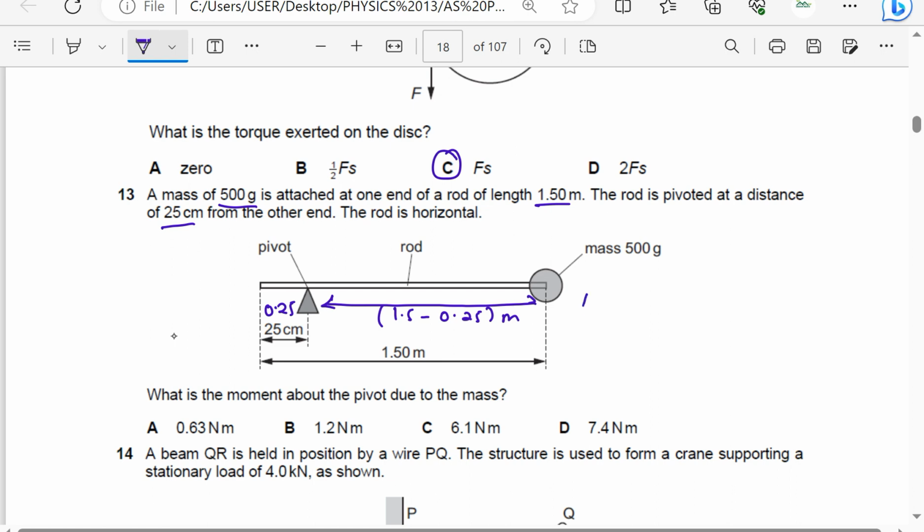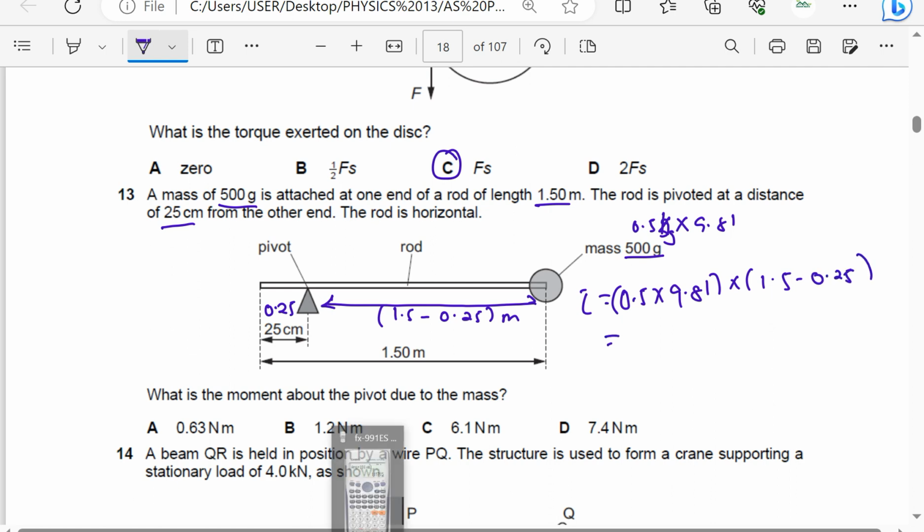So we want the moment about the pivot caused by this mass. So the moment, which is the torque, is the product of the force, because this is 0.5 kilograms times g, which is 9.81. So the force is 0.5 times 9.81, that is the force due to this mass, times the perpendicular distance, and the perpendicular distance is 1.5 minus 0.25.